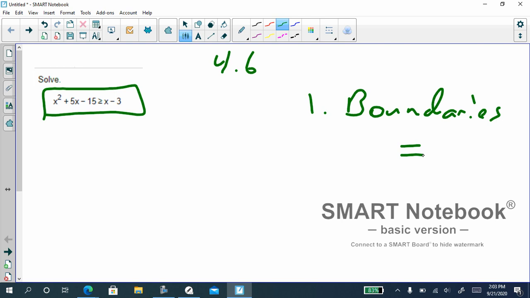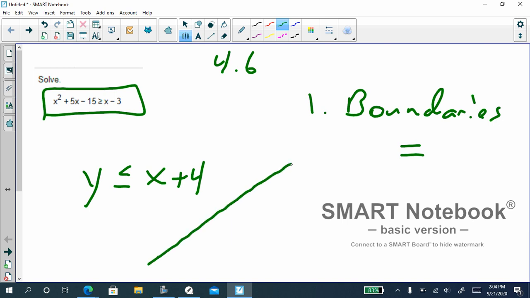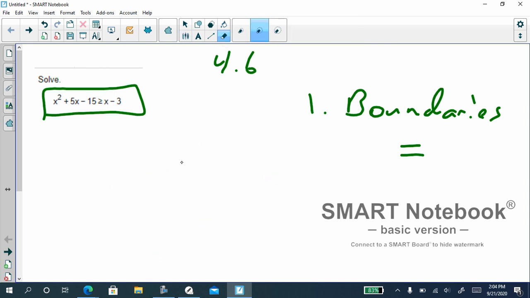When we have linear inequalities, for example, y is less than or equal to x plus 4, we put a line on the boundary and then we test to see which side of that works. We can do the same thing here. We want to find out where this changes from being greater than to less than, and that's going to be typically where it's equal.